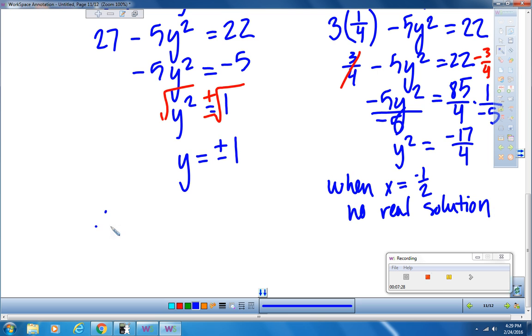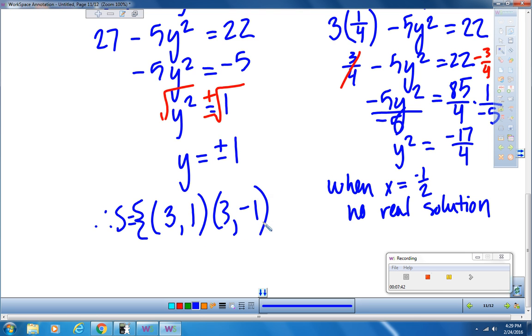Therefore, our solution set is just x was 3 and y was 1, and x was also 3 again, y was negative 1.